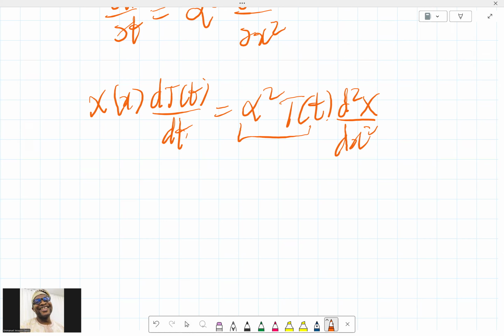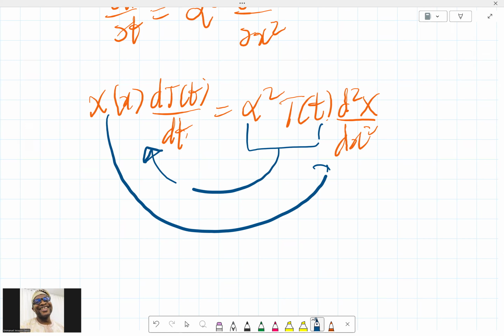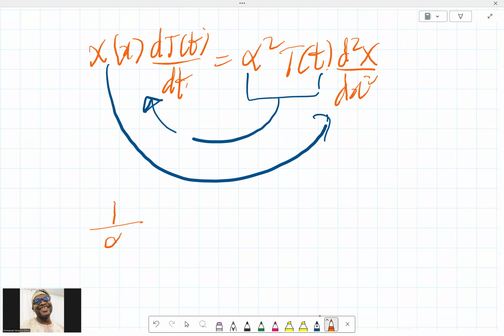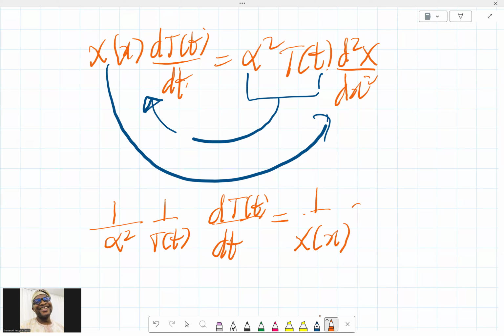So this whole thing, we can move it to this side, while X(x) comes over here. And in that situation, we just have 1 over alpha squared, then 1 over T(t). That T(t) now comes, and then we have the T(t) dT/dt, that is equal to, X(x) goes to the other side. So we have 1 over X(x) d squared X/dx squared.